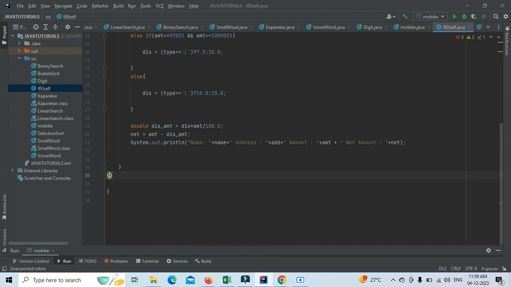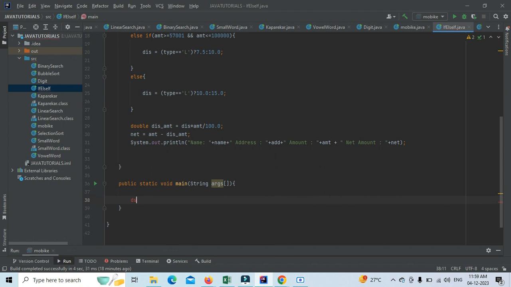So whenever I execute this, the java command with the class name would run the main method only. If no main method is present, no execution would take place. You will not see the output. So that's why I have to write the main method here.